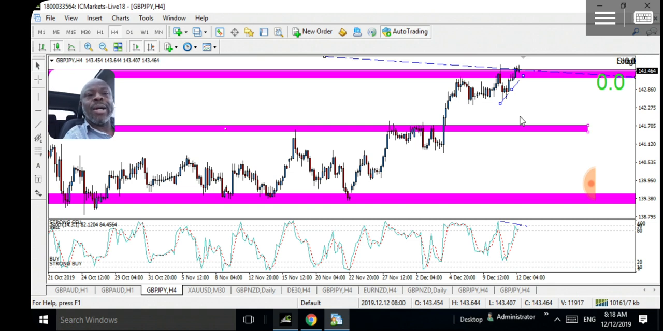So I've just spoken about a divergence I have spotted on GBP JPY on a 4-hour time frame, which I think is going to yield a few hundred pips.